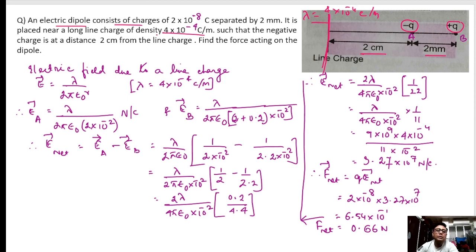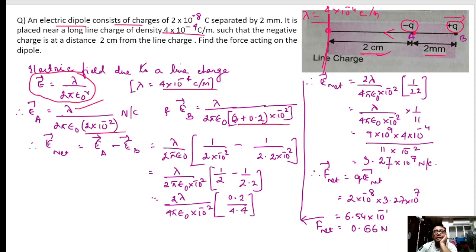Okay, so now we already know that electric field due to a line charge, infinite wire, is this. Lambda is given to us. We put the values. So electric field due to this wire at a distance of A, which is 2 centimeter, is given by this. Similarly, electric field, so it is minus Q. Please watch carefully. That means electric field will be in this direction, and for the plus Q it will be in this direction. So at B electric field, the distance will be what? 2 plus 0.2 centimeter. That means 2.2 into 10 to the power minus 2.